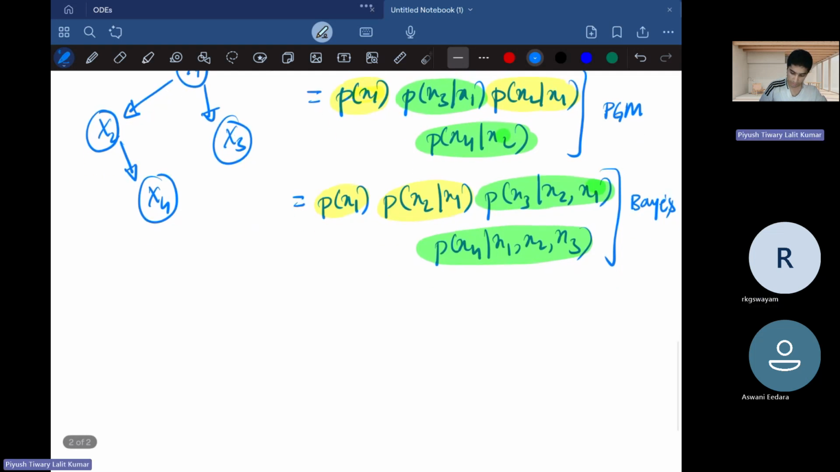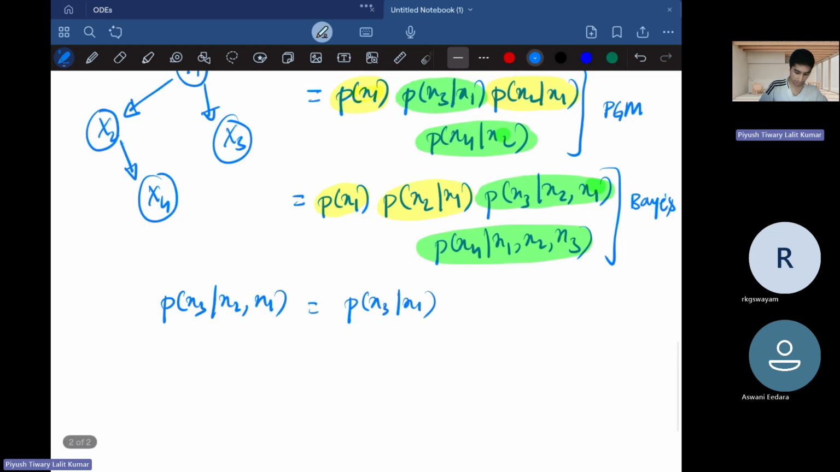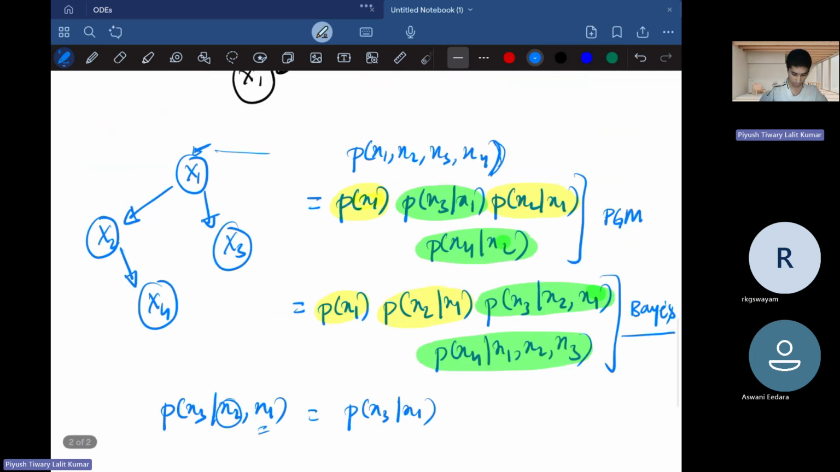No, that's not true actually. From the Bayes rule, what we are basically saying is that P of x3 given x2 comma x1 is equal to P of x3 given x1, right? This is a big statement because it is saying that given x1, x3 is independent of x2. This information is not conveyed from Bayes rule. This is only conveyed through this graphical structure.